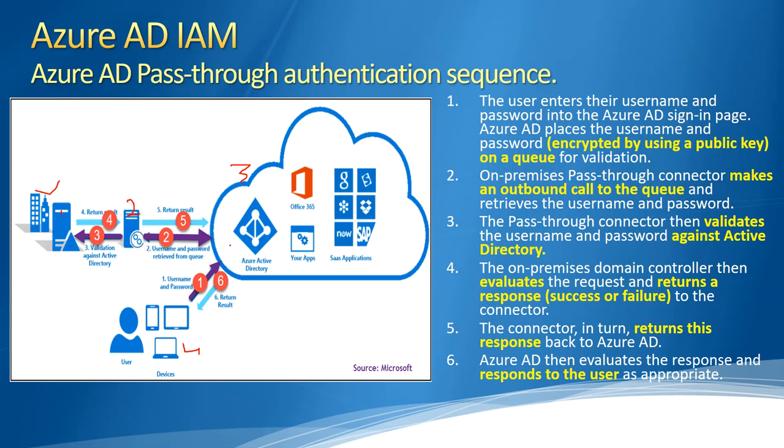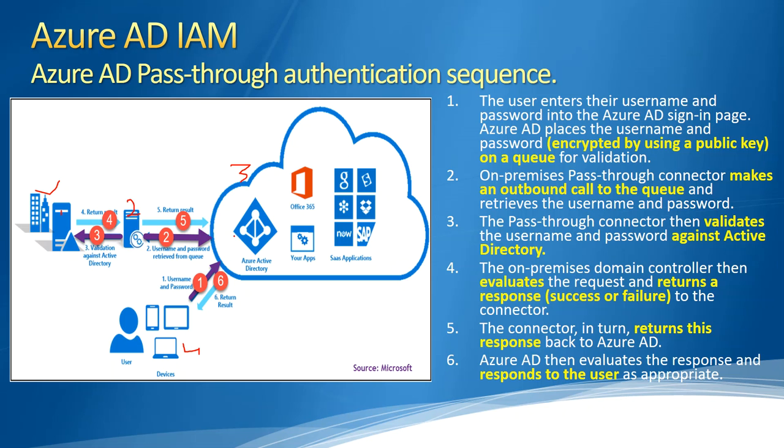Now, when they put in their username and password, Azure Active Directory recognizes that it has been set up for pass-through authentication, which means it doesn't have the user's password. I recognize the user, but I don't have the password, so I have to authenticate this user using the pass-through authentication.